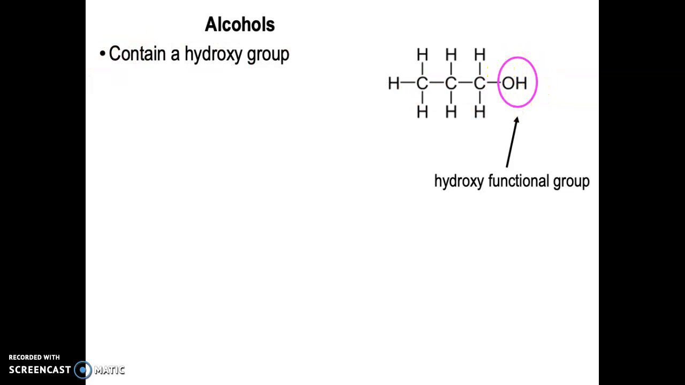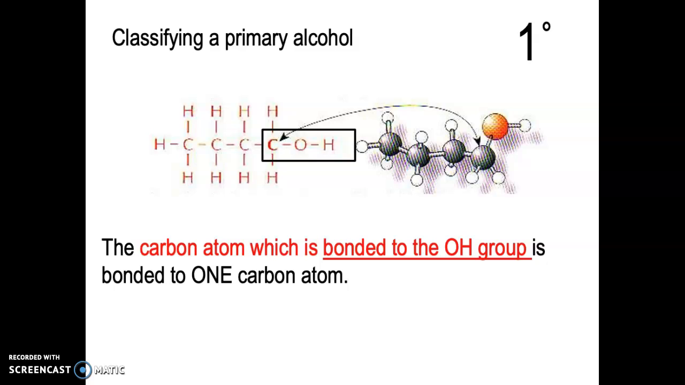Now there are molecules where there is more than one. For example, where there are two, we refer to those as diols, but more on that in the next video. One of the first things that we need to be able to do with alcohols is classify them. The process is like we did when we were looking at the haloalkanes.